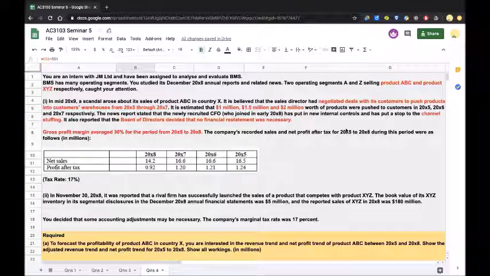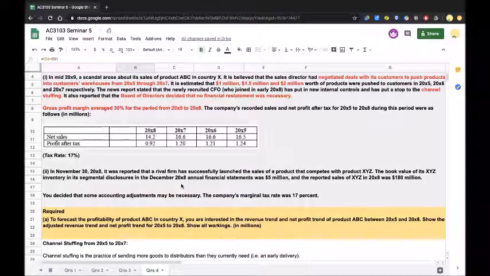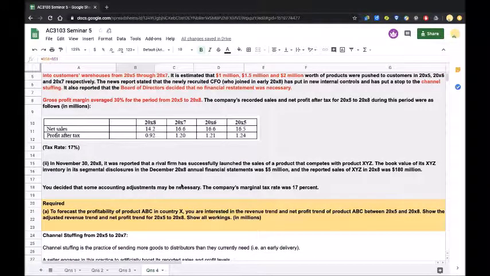This led to this table, which shows the net sales and profit after tax figures after the channel stuffing. Note that the gross profit margin is 30% on average. This information leads us to part A of the question, which requires us to adjust the revenue and net profit.